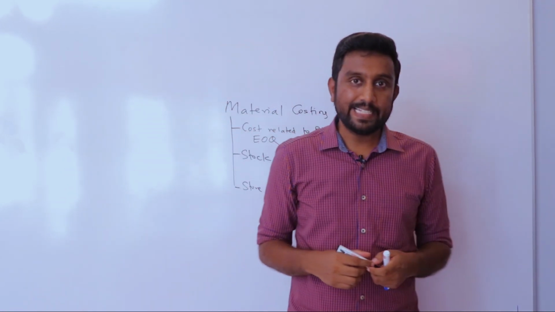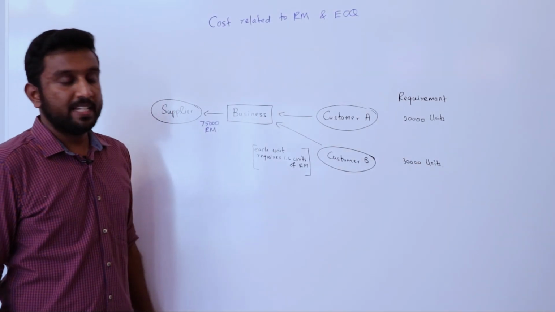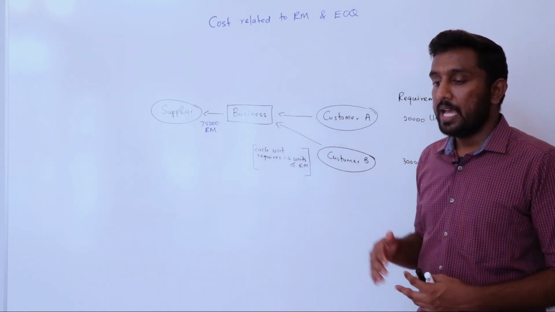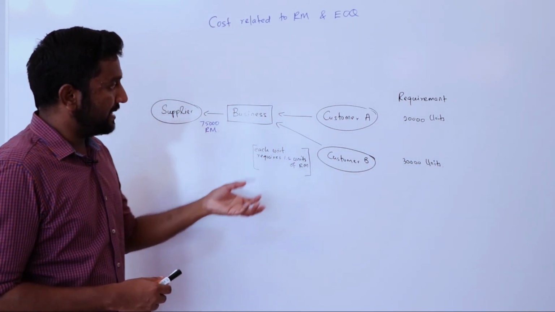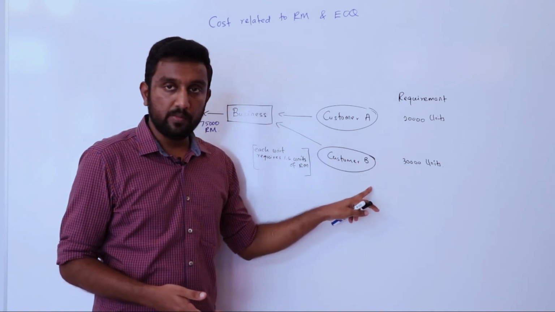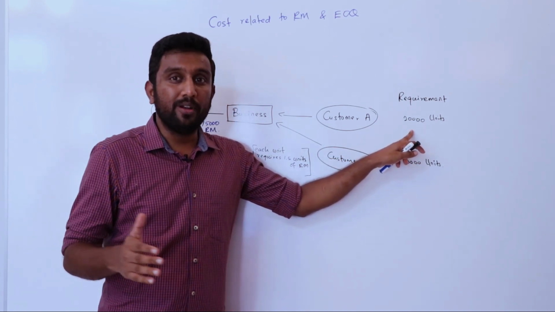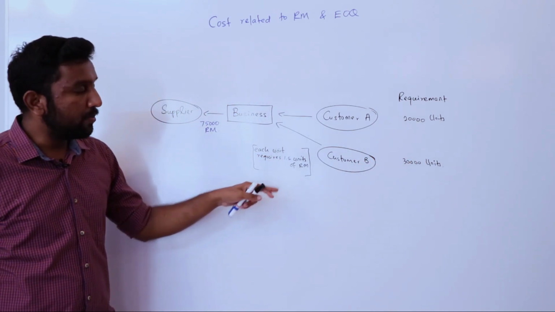First of all, I'm going to discuss the cost related to raw material and the EOQ calculation. Okay, let's start with the first part of the chapter, which is the cost related to the raw material and the EOQ calculation. So let's assume a business is manufacturing ice cream cups and they have two customers, customer A and B. Their requirements are 20,000 units for a year and 30,000 units for a year. And each unit requires 1.5 units of raw material.